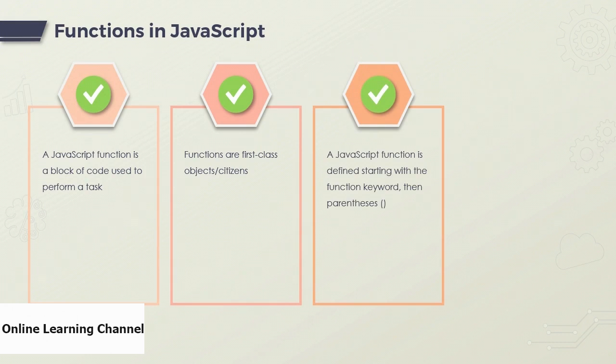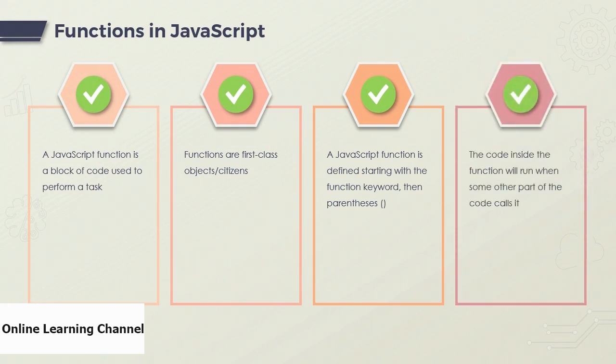A JavaScript function is defined starting with the function keyword. So that's a keyword. You can't use that to name a variable. And you're going to have the name, of course, so whatever name you chose for your function, that comes next, and then parentheses. The code inside a function will run only when some other part of the program calls it. So you define your function, and it just sits there until another part of your program decides to call or invoke that function.